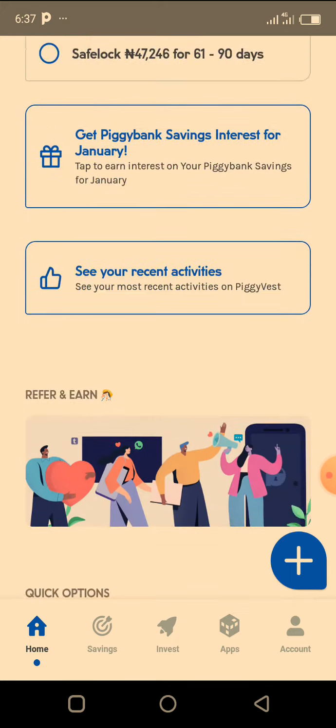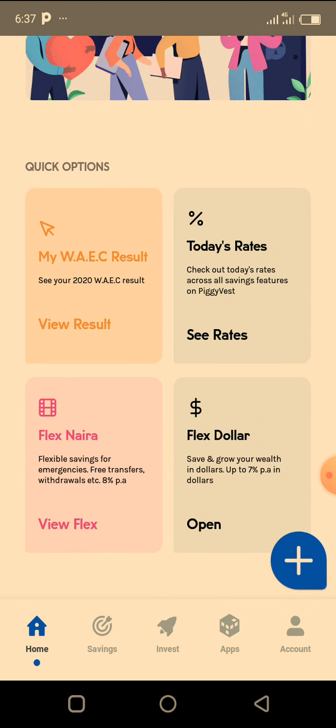So that's how the home screen looks. You have different things, these quick options: check your WAEC, today's rate, Piggy wallet and others. Just view your Flex account. So now let me go to the account itself and see an overview of how the accounts look.